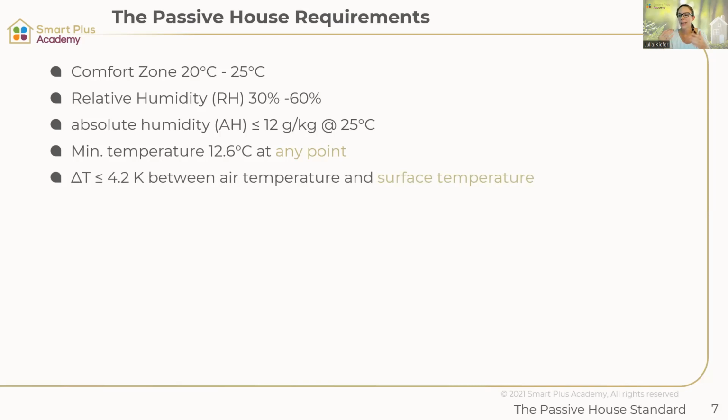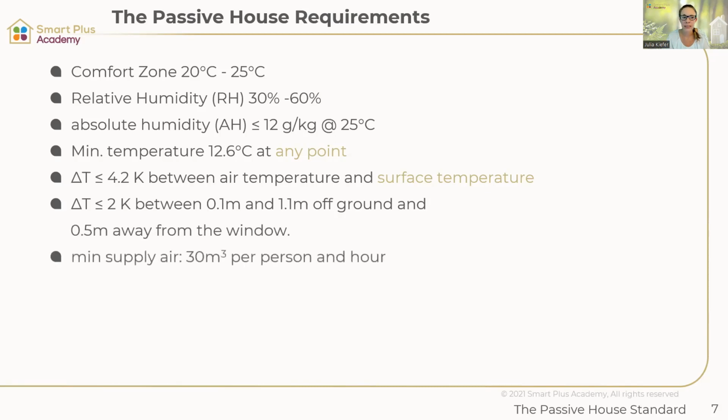We also want a temperature difference of less than 4.2 Kelvin between our air temperature and our surface temperatures, because that would give us a draft feeling. But if it's less than 4.2 Kelvin, we don't get any draft. So in other words, we're living in a really comfortable home. And with our floor, we want less than 2 Kelvin difference between the ankles of a seated position and the head of our seated position. So that means we're not getting that cold feet effect if we're staying below the 2 Kelvin. And minimum air supply, 30 cubic meters per person per hour. That's for our mechanical ventilation system to calculate how much air we need to bring into our building.